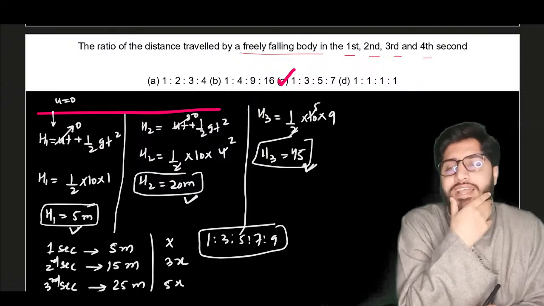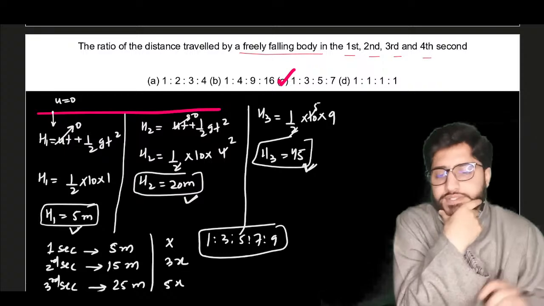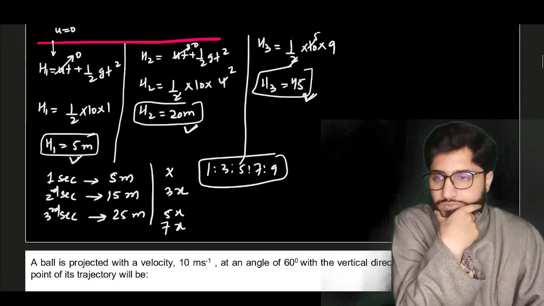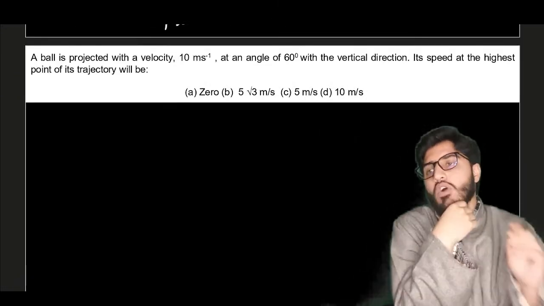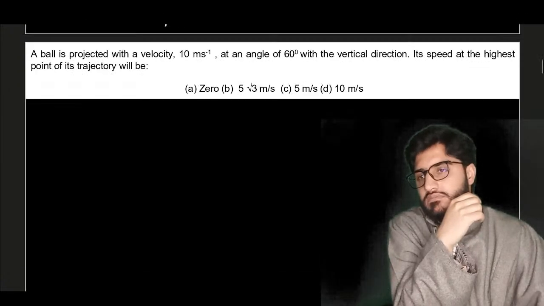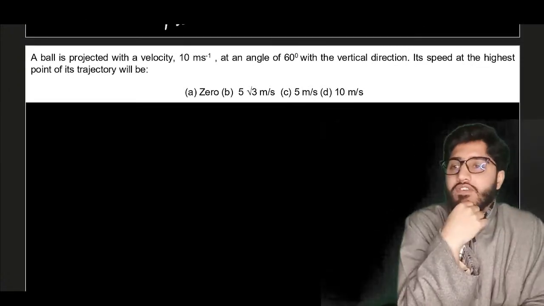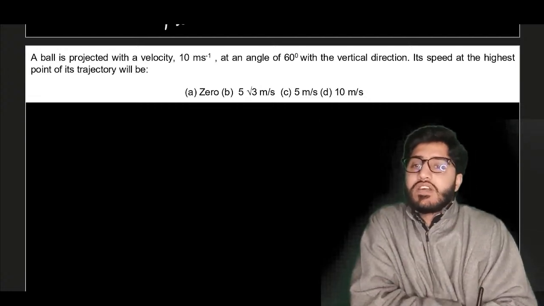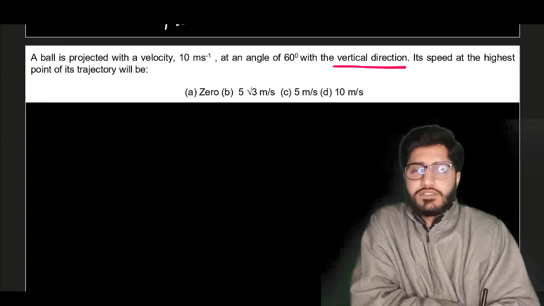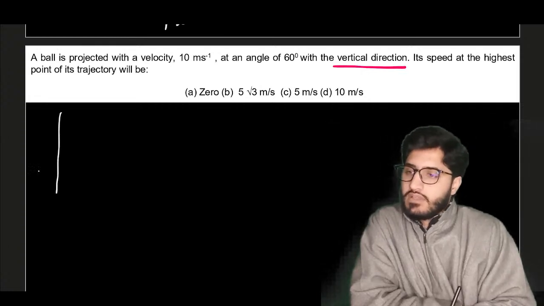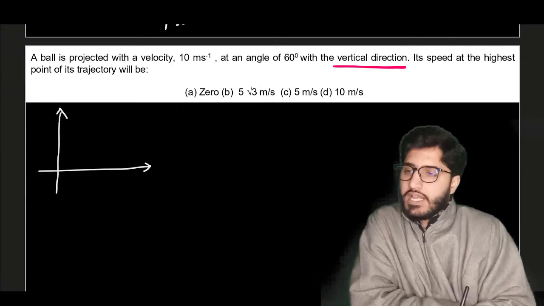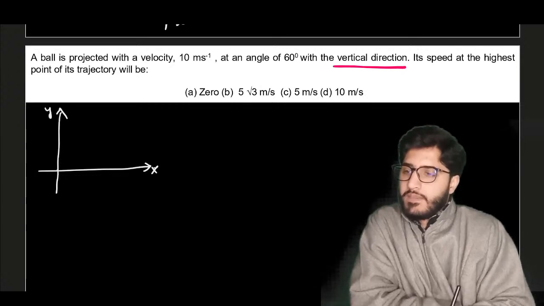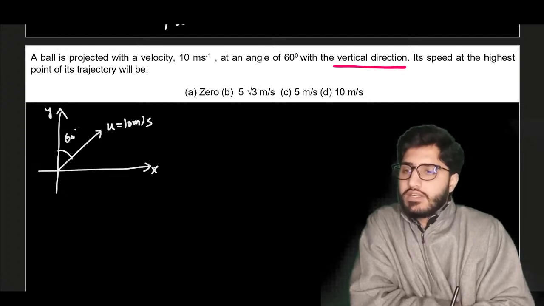So we can proceed like this in this type of numericals. Our next numerical is: a ball is projected with a velocity at an angle 60 degree with the vertical direction. That means it is like this, no? X and Y. U is given to us, that is 10 meters per second. This angle is given to us, 60 degree.